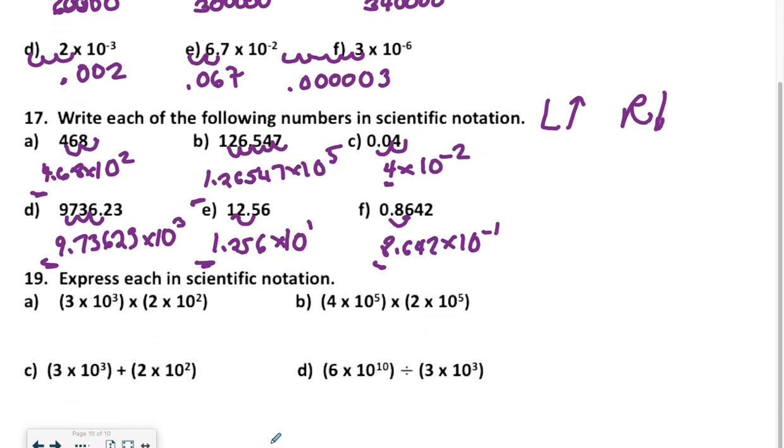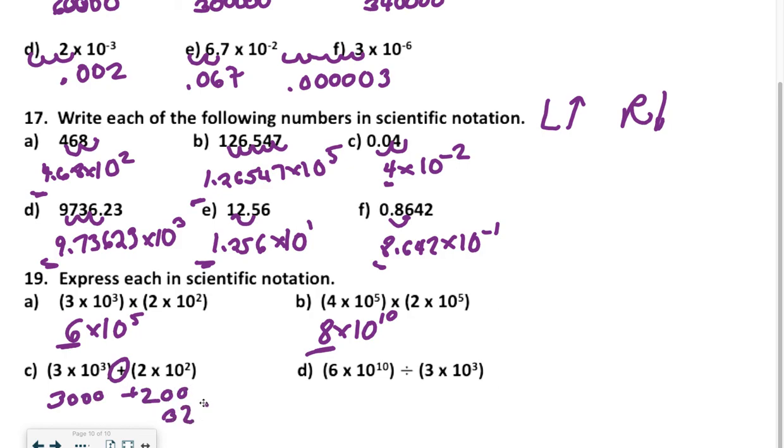Last 4 examples. So with multiplication, I multiply the numbers in front. I add the exponents. 1 through 9. Multiply the numbers in front. Add the exponents. Addition, I change to decimal form. And then I correct it to be scientific. Moving to the left, increases. Finally, with division, I divide my numbers in front. I subtract my exponents. My value in front is 1 through 9.